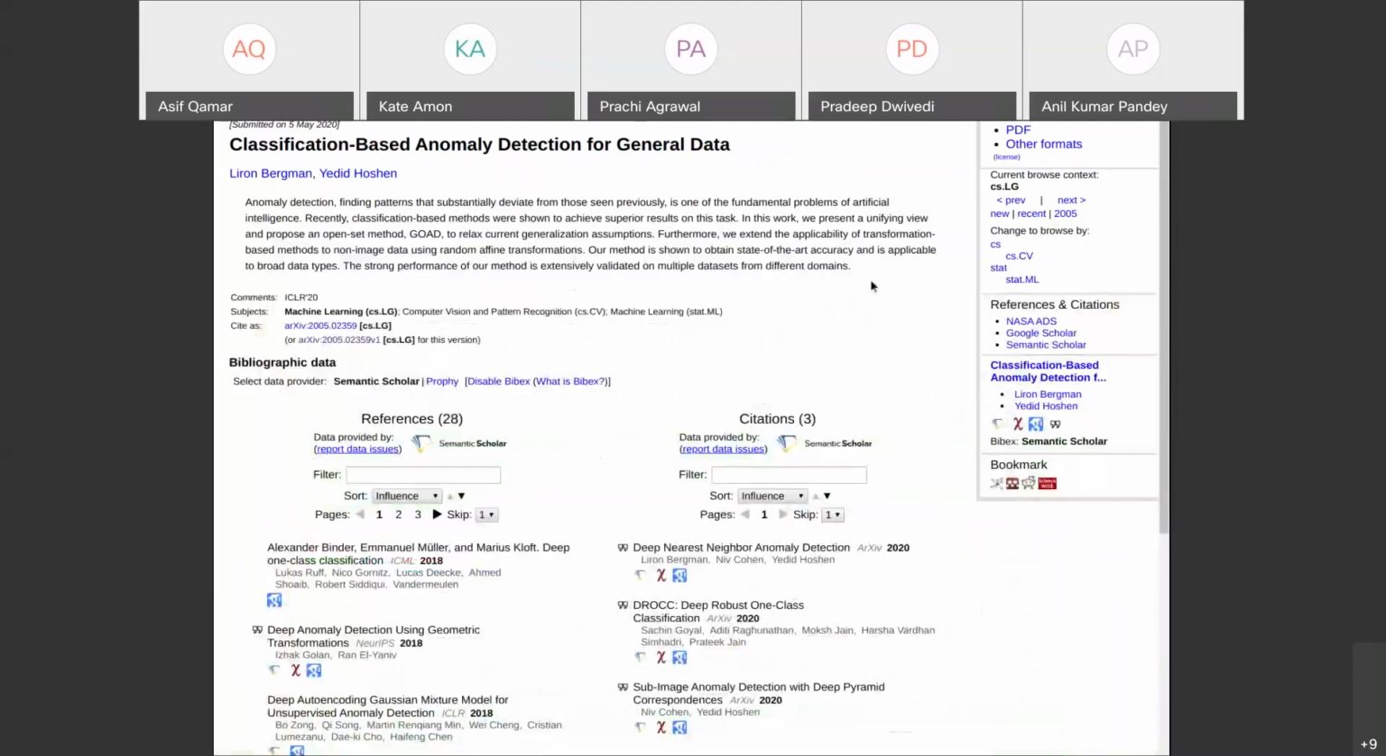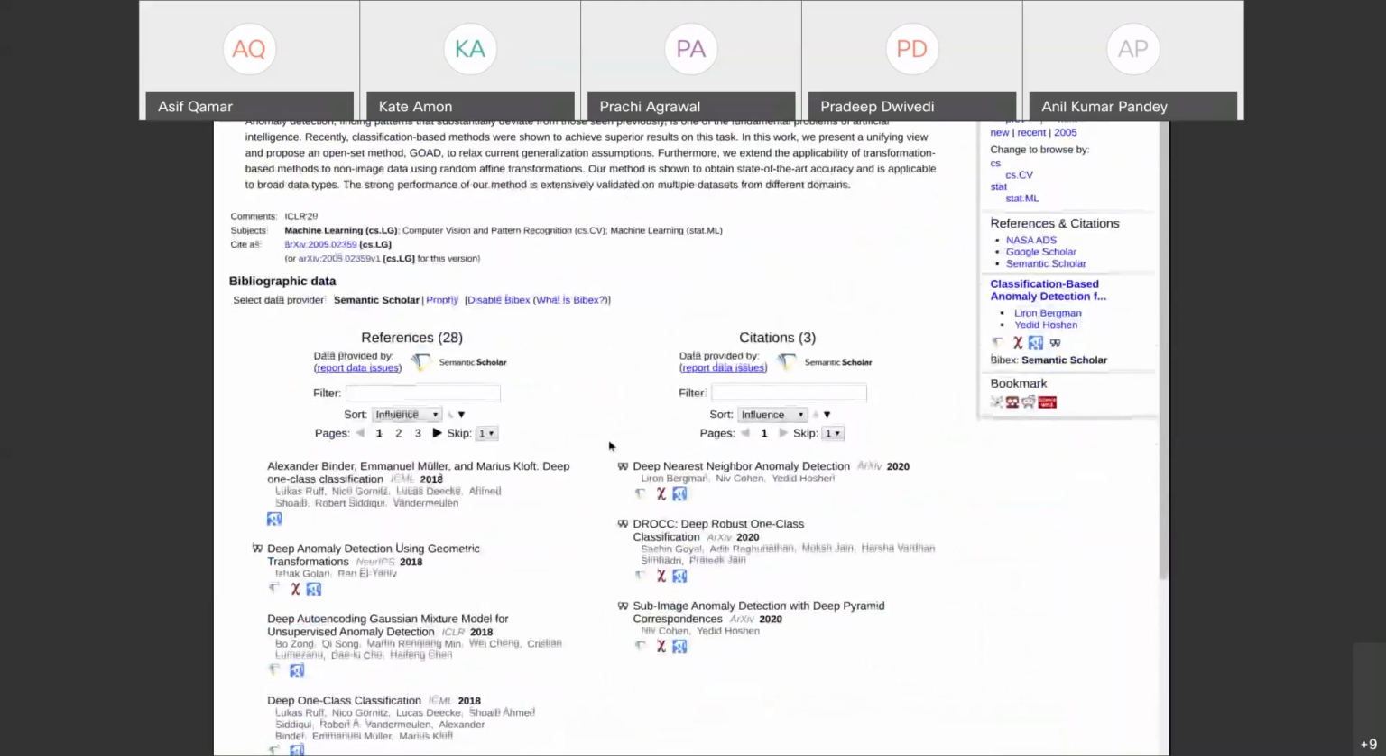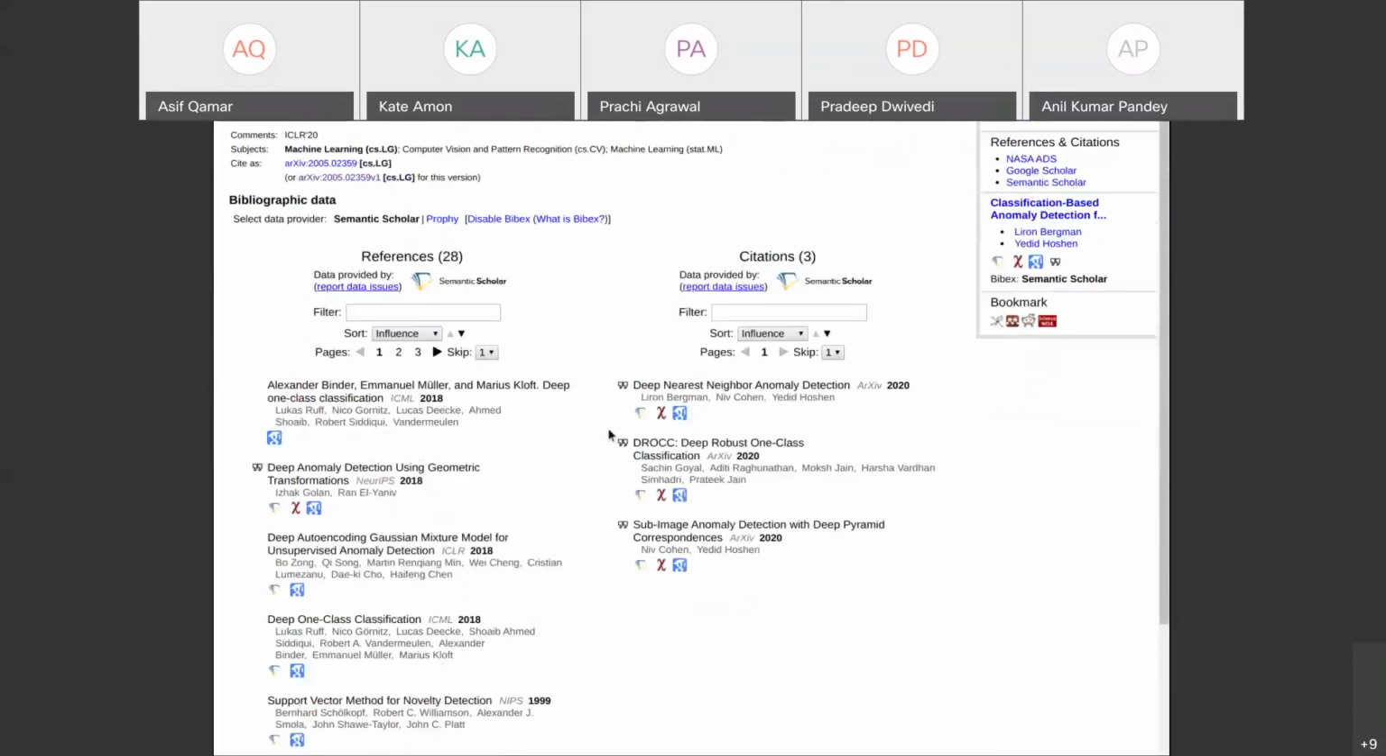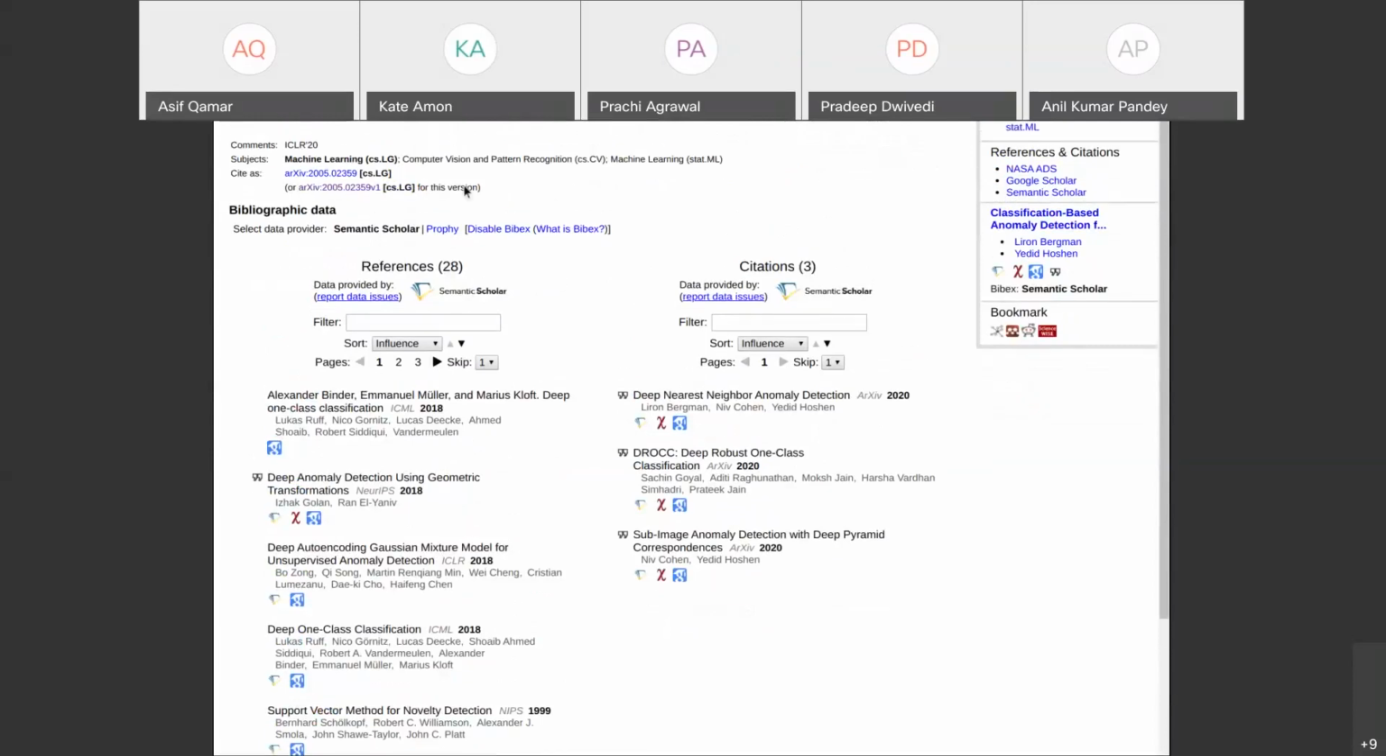When you go here, there are only 3 citations, deep nearest neighbor detection, etc. But for something that was just published 5 days ago, the fact that there's already 3 citations for it is pretty good. Right? And as you can see, let's read the summary of it.